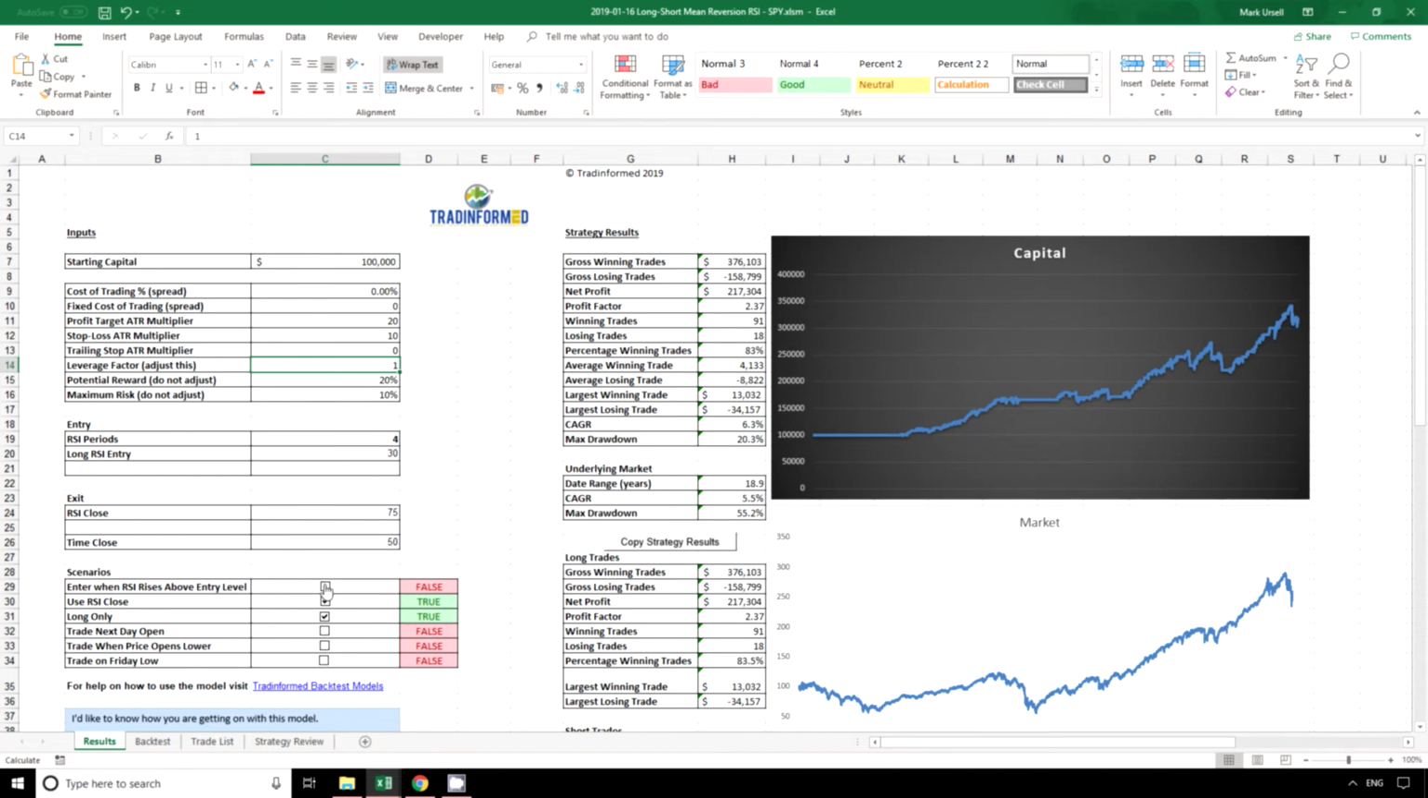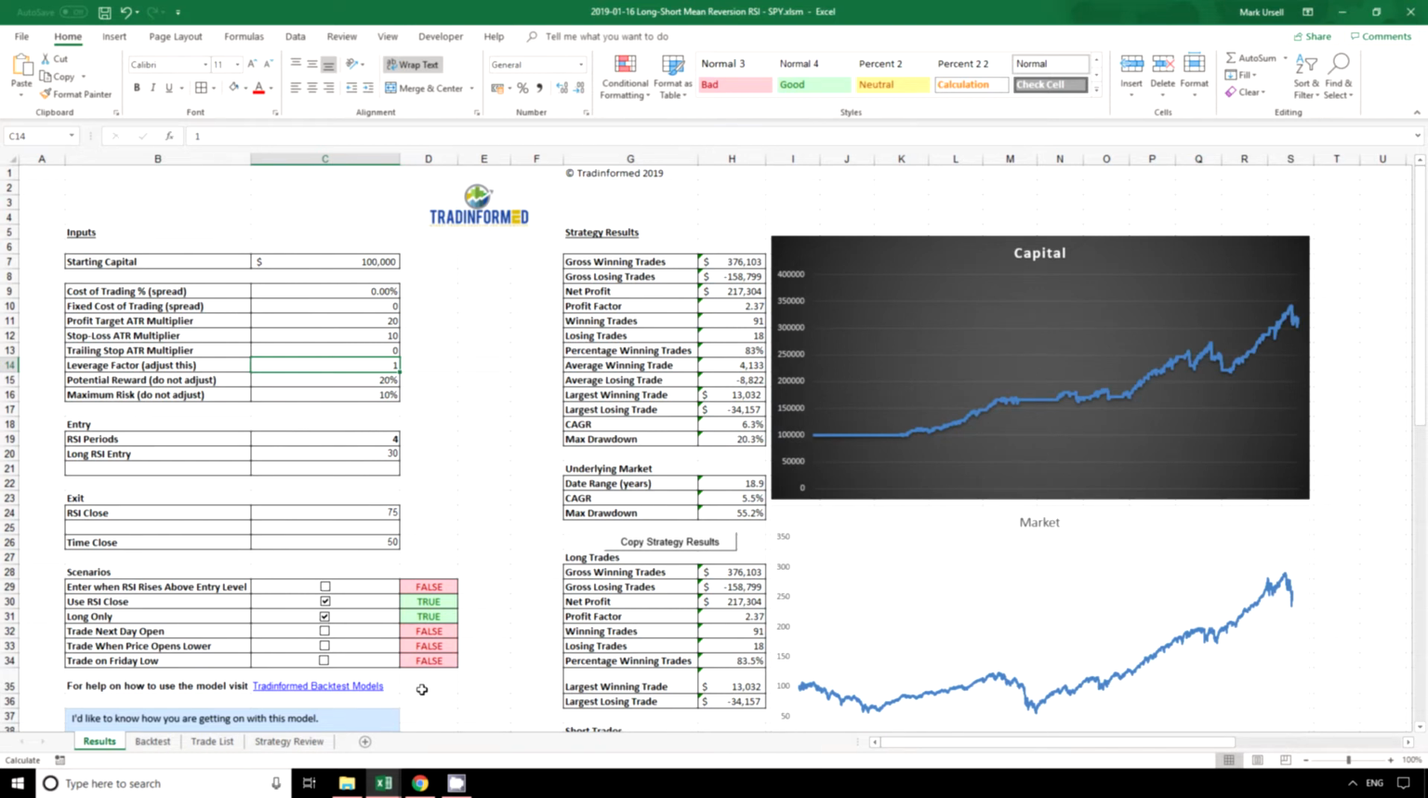In general, in this scenario, it doesn't perform quite as well, but it still performs pretty reasonable. And it does give us a slightly higher percentage winning trades once again.